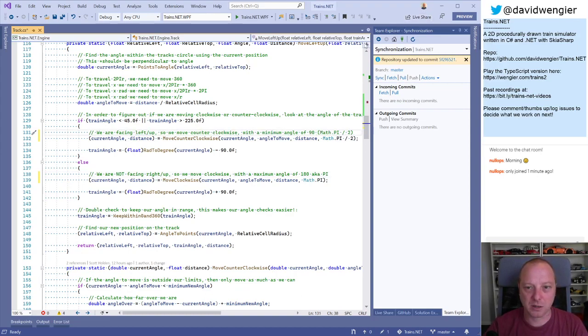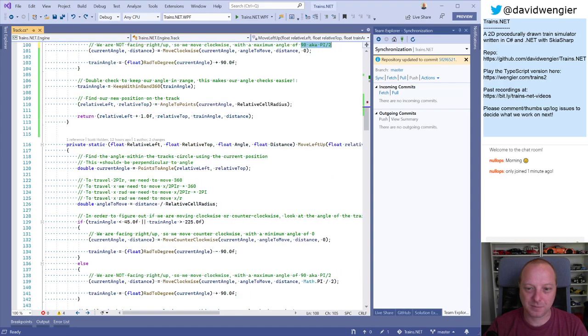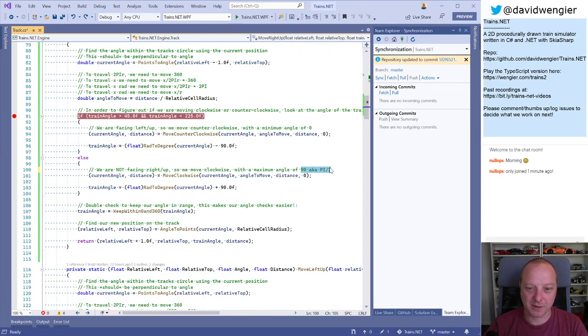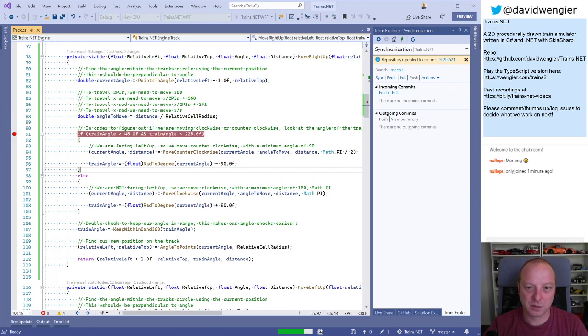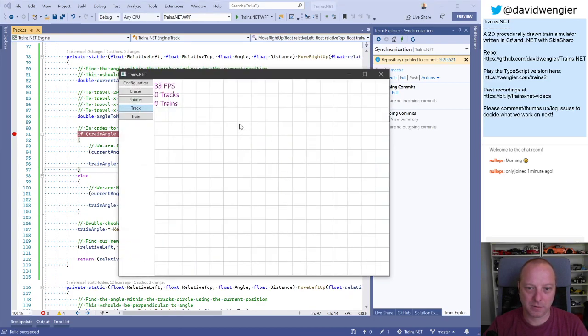I thought I changed. Oh no, this is the left up method. Okay, is this the right up? Okay, so this should be 180, which is math.pi, and this is 90, which is math.pi divided by 2. We are not facing left or up. Okay, let's see if this works. So this is right up. So we have a right up track.